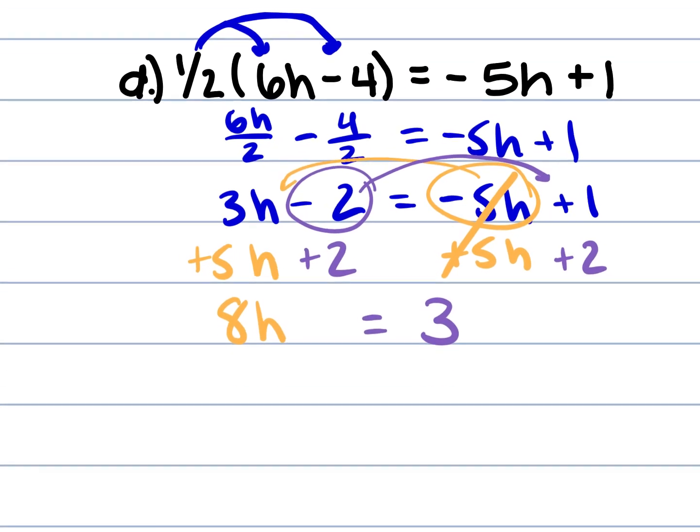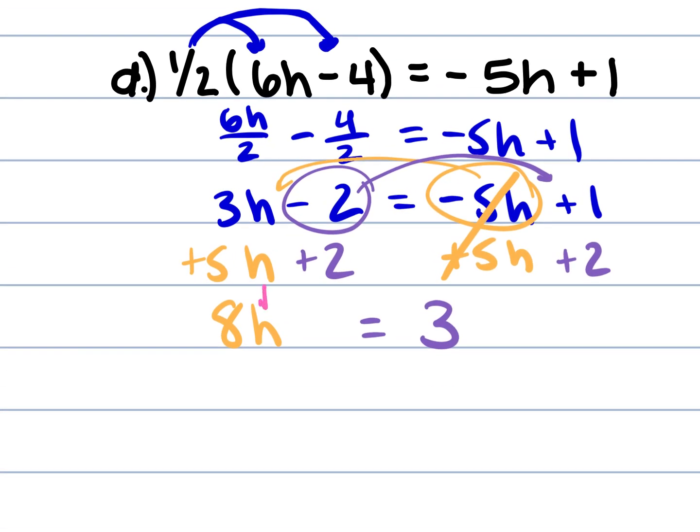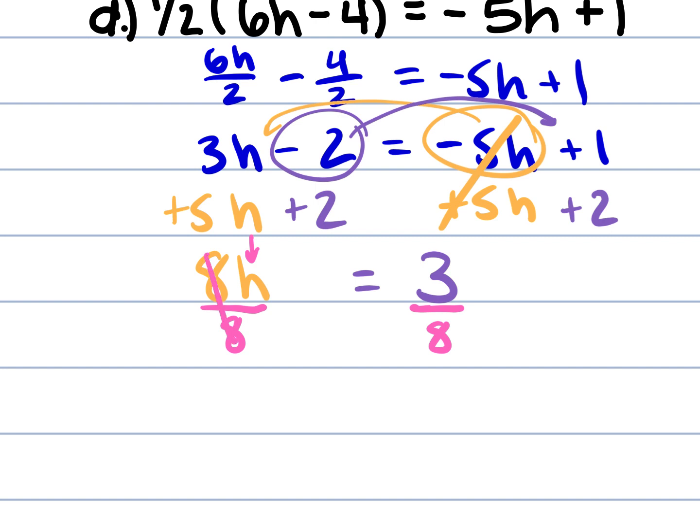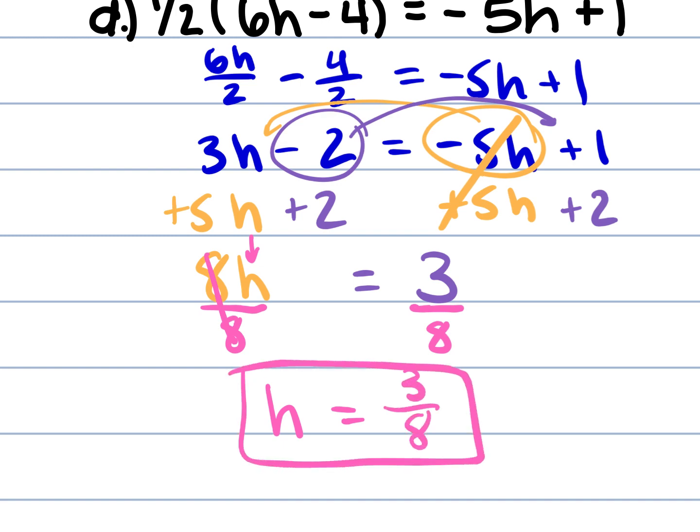Now we're not done yet because I need to get that h all by itself. It has to be alone. So right now h is being multiplied by 8. So to do the opposite of multiplication, we would divide. So since we have to move that 8 to the other side of the equal sign, we do the opposite, so we divide by 8. So it'll cancel out on the left. So I have h is equal to 3 over 8. And that's our answer.